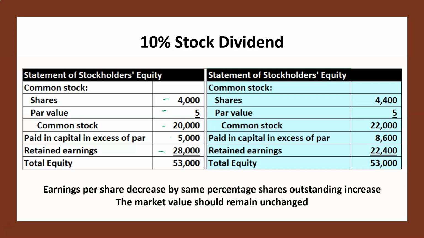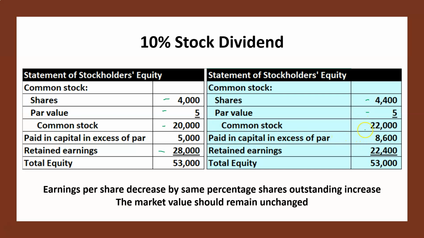So note we have an impact to all these components within the equity section, although the total equity section will remain the same. In other words, in this case, the 4,000 went to 4,400. The par value remained the same. Remember, that's different than a stock split where the par value will not remain the same. We had a change to the common stock due to the fact that the par value stayed the same, but the shares went up, and then the paid in capital also went up.